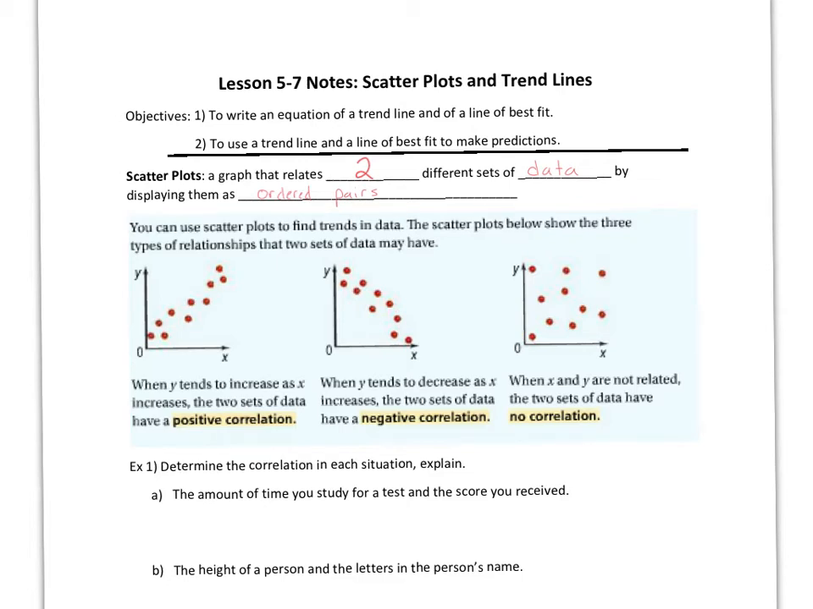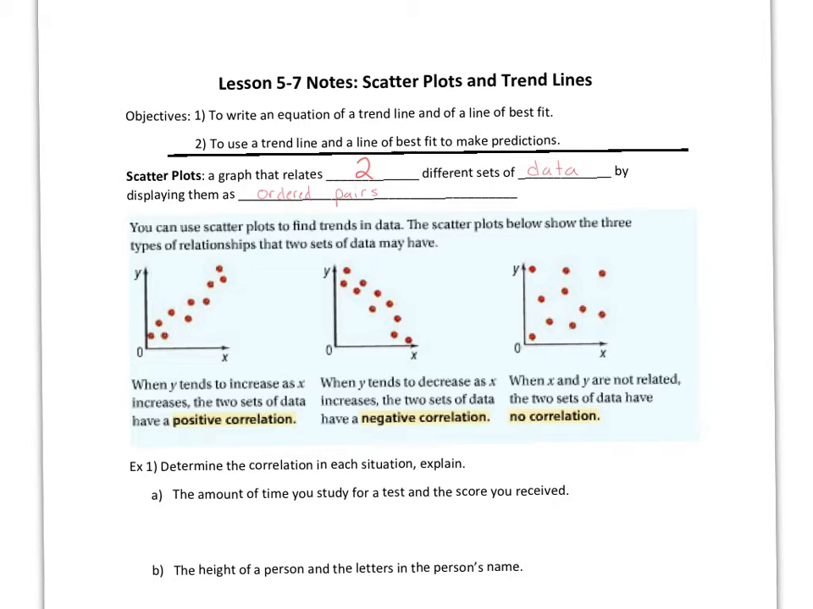Okay, this video is going to cover lesson 5-7, which is scatter plots and what they call trend lines, or we're going to call them lines of best fit. Okay? All right, so a scatter plot. You're seeing some examples here of scatter plots. A scatter plot is just a graph that relates two different sets of data by displaying them as ordered pairs.